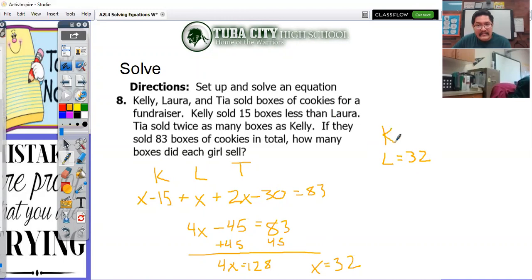And from here, it gets a little bit easier, because remember what I told you at the beginning. If we know one person, in this case the most important person, Laura, then we can find the others. Kelly sold 15 boxes less, so 32 minus 15 is 17. And lastly, we have Tia, who sold twice as many boxes as Kelly. So double 17, you have 34. And let's check it.